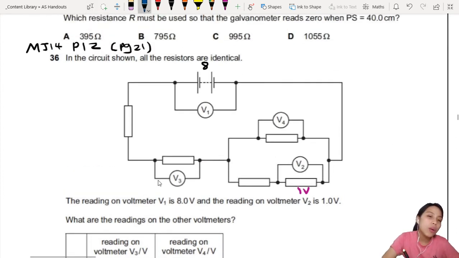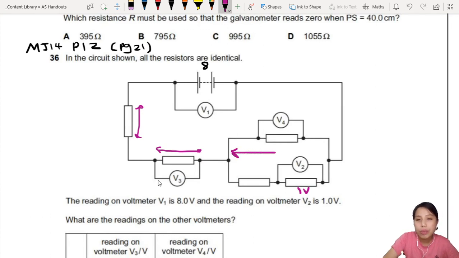First things first, we know the PD drops across all of these. Drop here, here got another drop, and across this whole mess, another drop. I'm just going to use one arrow to represent the whole voltage drop across this mess. All these PD drops should equal 8. That's the clue we know.